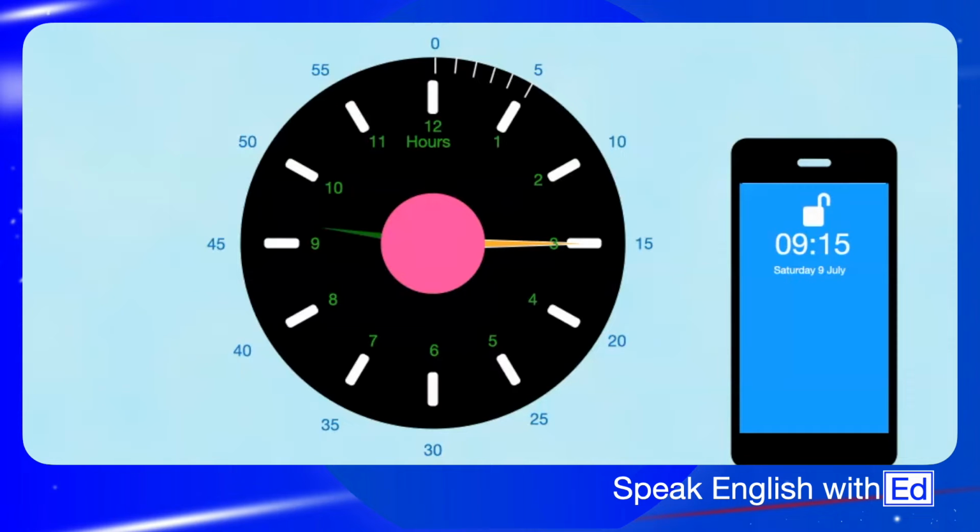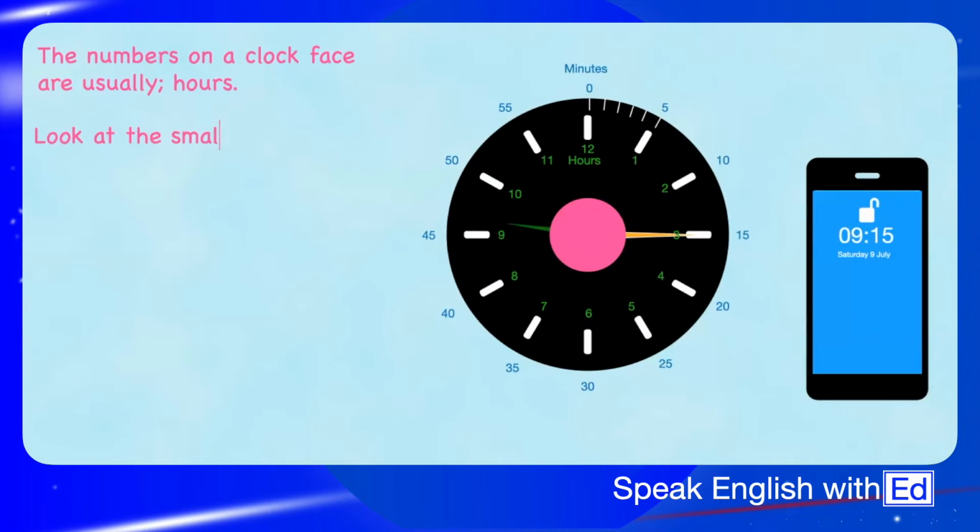Now in English we would usually say it's 9:15, but we'll come to that in a little while. When you tell a time with a watch like this, always look at the small hand first, the little one first, that's the green one. Look at the little hand first and tell the hour, and then the minute. So it's 9:15.